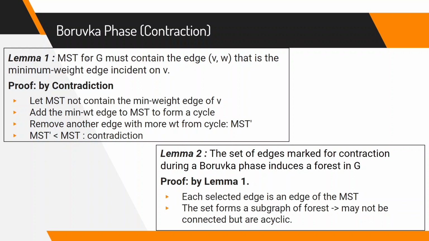Moving on to our next lemma, lemma 2. The set of edges marked for contraction during a Boruvka phase induces a forest in G. This we can prove by lemma 1. Each selected edge is an edge of the MST that we have been putting in our set T. The set forms a subgraph that is a forest and may not be connected but is acyclic. Moving on to our next lemmas.